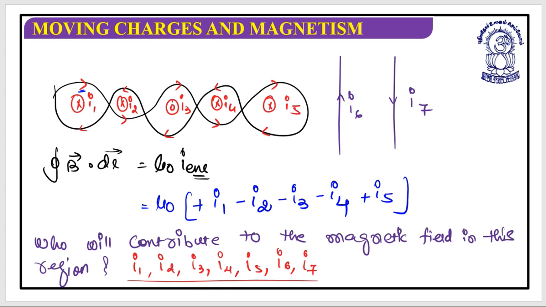I hope these things are clear. Is it clear? So do not forget that when you need to write I enclosed, you need to write down only those current elements which have been enclosed by the Ampere loop. And when you need to write down the magnetic field contribution, then you need to write down all those current elements which were there in that region. I hope this is clear.